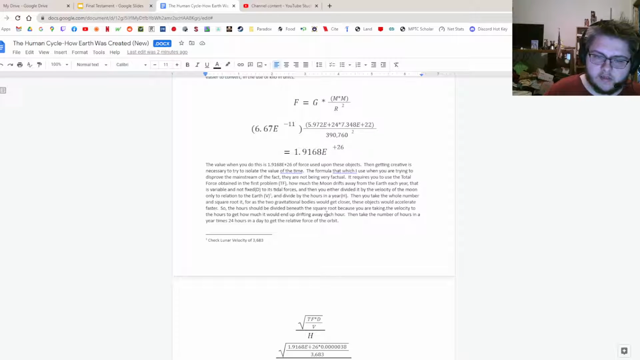Then, getting creative is necessary to isolate the value of time. The formula I use is for when you are trying to disprove the mainstream. It requires you to use the total force from the first problem, TF, and how much the Moon drifts away each year from the Earth, which is variable, not fixed, d, to its tidal forces. Then you divide it by the velocity of the Moon in relationship to Earth, v, and divide it by the hours in a year. Then you take the whole number and square root it. For two gravitational bodies that get closer, the objects would accelerate faster, so the hours should be divided beneath the square root, because you're taking the velocity to the hours to get how much it's drifting away each hour.